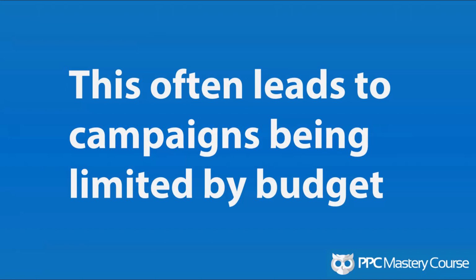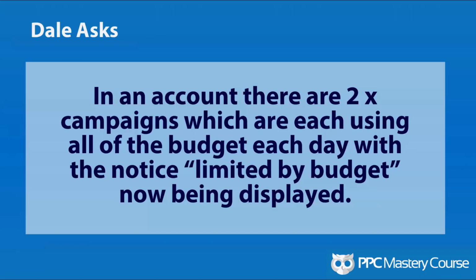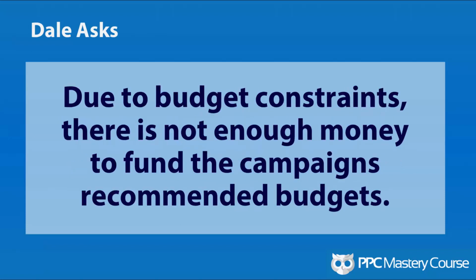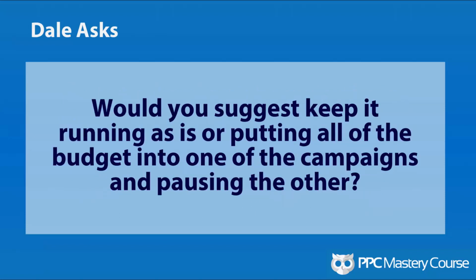Now, we had a question come into our PPC course forums from Dale, who says he has an account where there's 2 campaigns, and each of them are using their budget each day, and he's getting this limited by budget notification that's being displayed. Dale continues to say, due to budget constraints, there's not enough money to fund both campaigns at the recommended budget. Now, would you suggest keeping it running as it is, or would you put all the budget into one of the campaigns and pause the other?